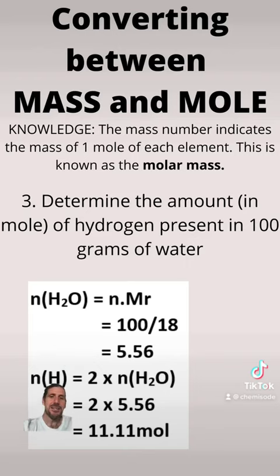I then need to break that up into my hydrogen. And I've got 2 hydrogens in every water. So I take that number of moles of water and I multiply it by 2, and that gives me how much hydrogen I have. And that's how I answer these types of mole questions.